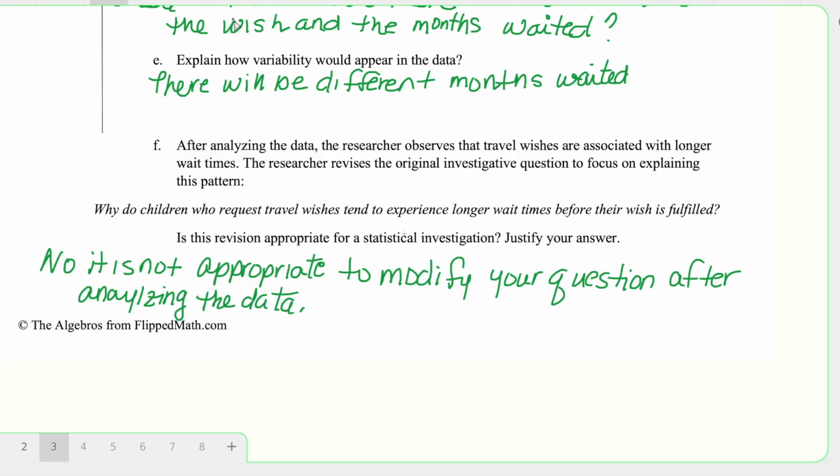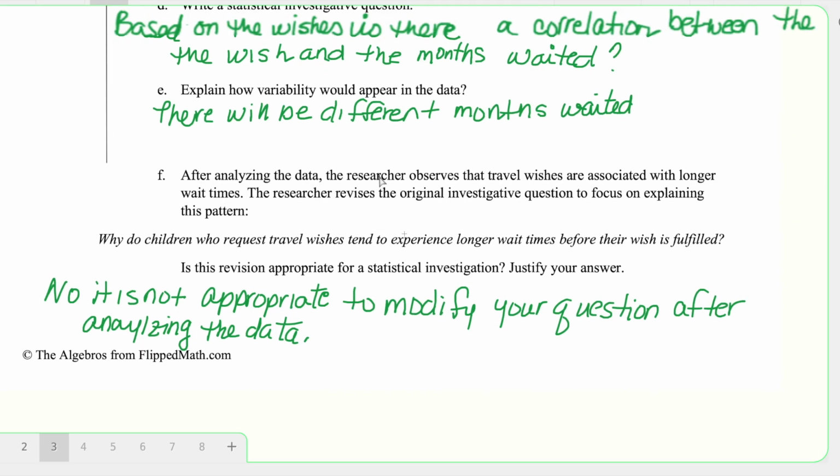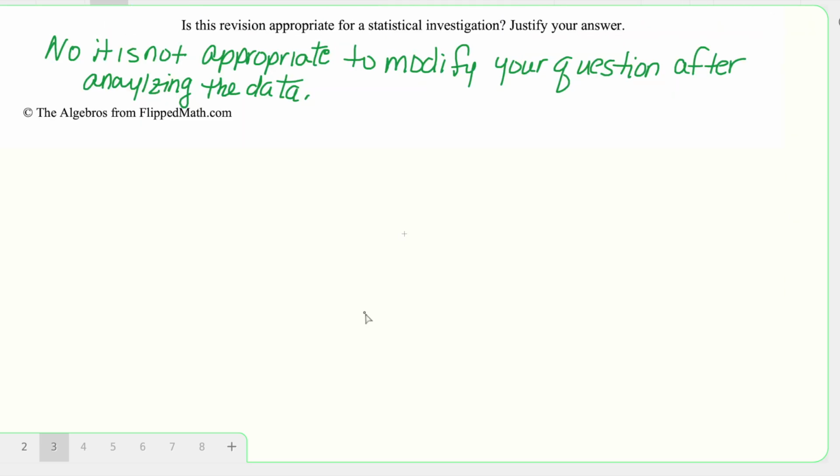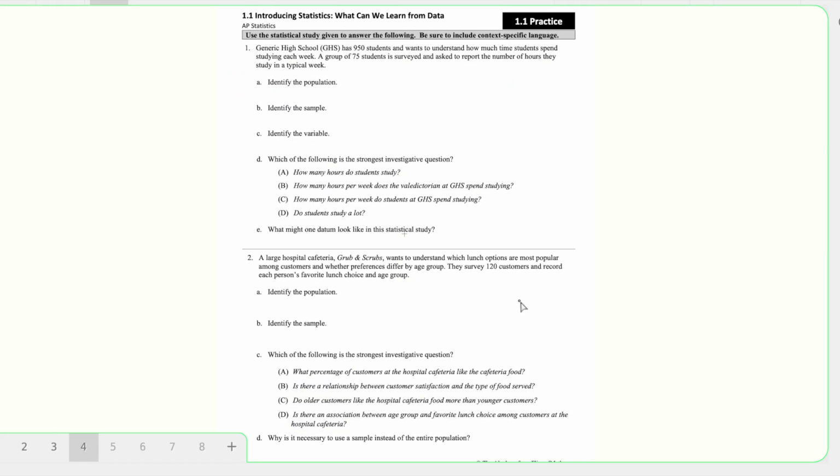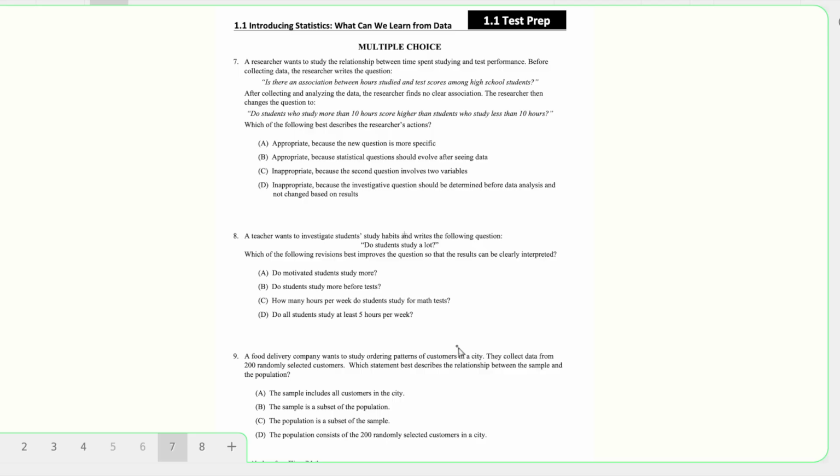All right, guys, that is it for this lesson. I really hope that you go ahead and give this lesson a try. You have your practice and you have your test prep here. Go ahead and work out those problems, do the best that you can, and after you're done, then you can watch my problem solution, where I'll explain it and go over the problems, and that should help you.